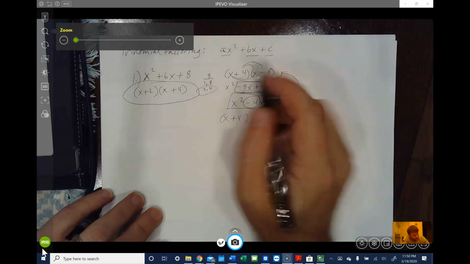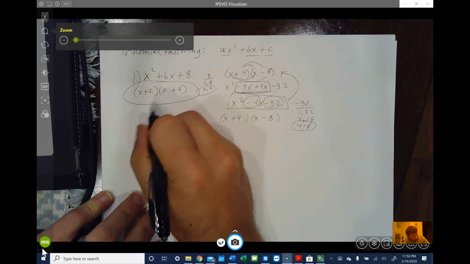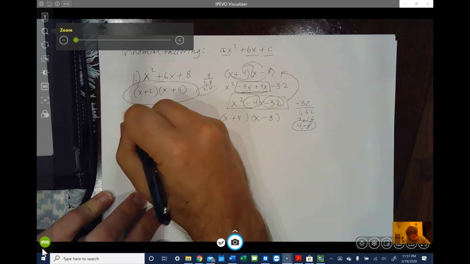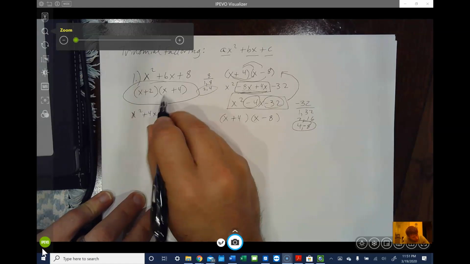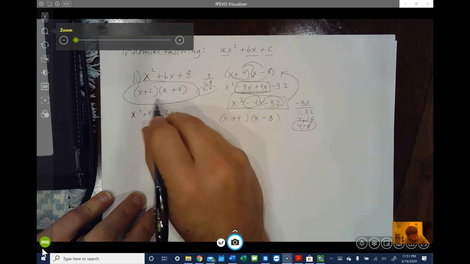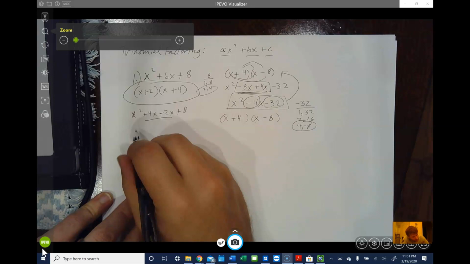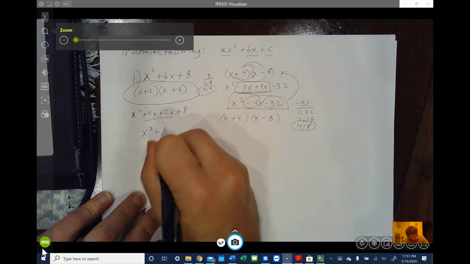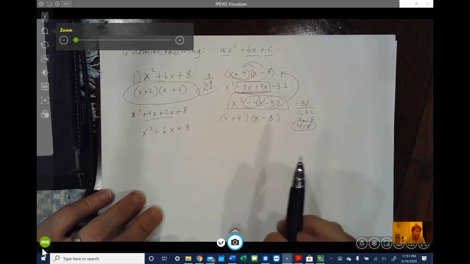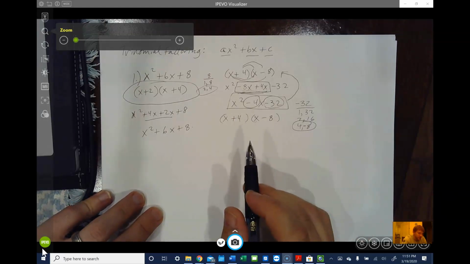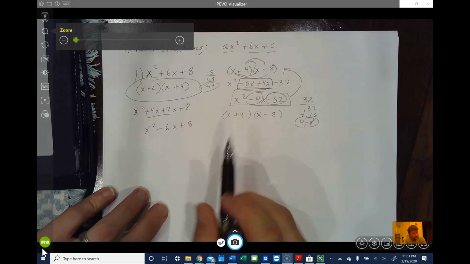Just want to show you something. If I were to multiply this out, I would get x squared plus 4x plus 2x plus 8. And then combine my like terms in the middle, what do I get? X squared plus 6x plus 8, which is back where I started. That's one way you can check yourself to see if you factored correctly: if you distribute it, do you end up back where you started?